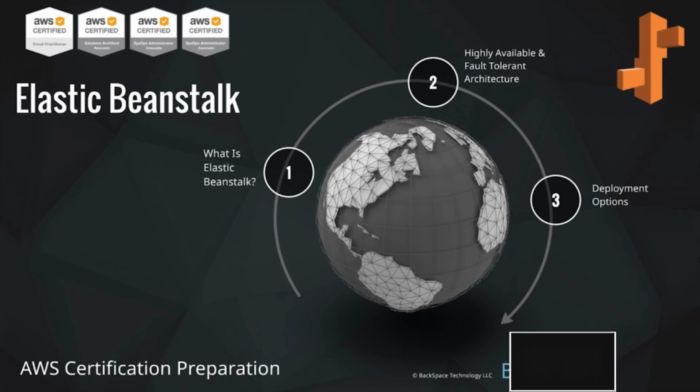Elastic Beanstalk, it's one of AWS's deployment services, and it allows you to deploy your applications to complex architectures on AWS. And it does this without you having to worry about the underlying architecture that is behind that. Elastic Beanstalk looks after everything for you and you just need to worry about writing your code. We'll also talk about how Elastic Beanstalk can create highly available and fault-tolerant architectures and what that actually means. And then finally, we'll look at the different deployment options that are available on Elastic Beanstalk.